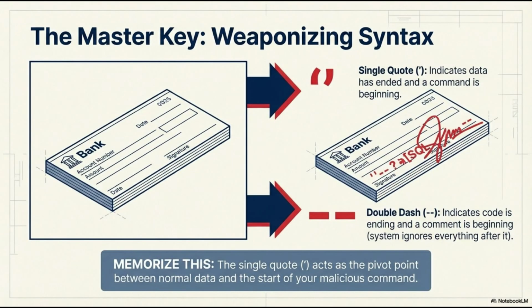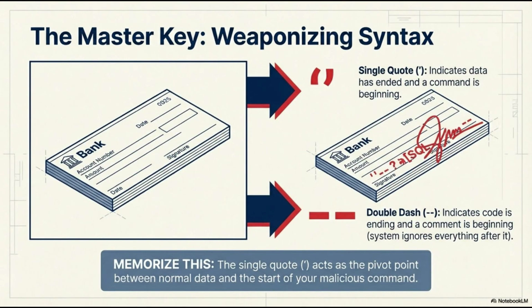And because comments are designed purely as notes for human developers, the SQL engine completely ignores them during execution. So by appending a double dash, the attacker effectively truncates the backend logic. Exactly. The database completely drops whatever validation sequence was supposed to happen next, like verifying if a password actually matches the username provided. They're essentially turning the application's native parsing rules against the database.